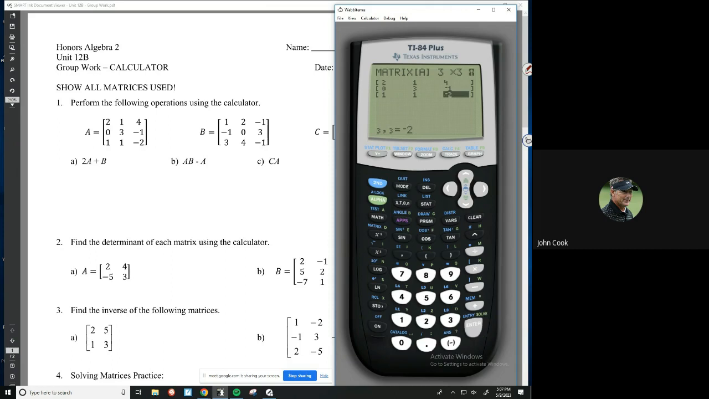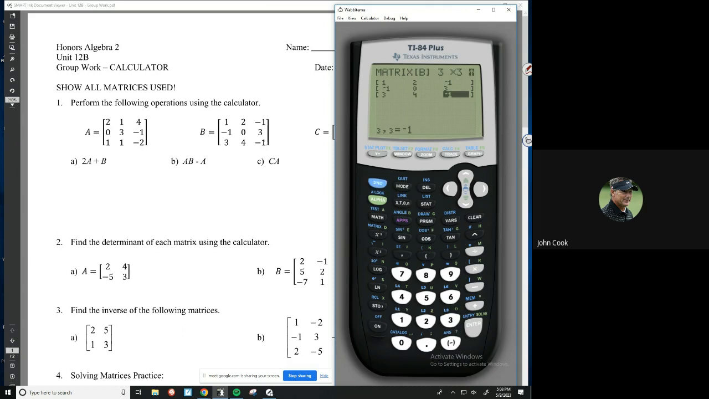Okay, so you enter that in and then you quit out. So second and then mode. And then you enter your next matrix in. So go back to the matrix menu, go to edit, matrix B. This is another 3 by 3 matrix. So we enter those in. And then 1 and 2 and -1. And then -1 and 0 and 3. And then 3 and 4 and -1.